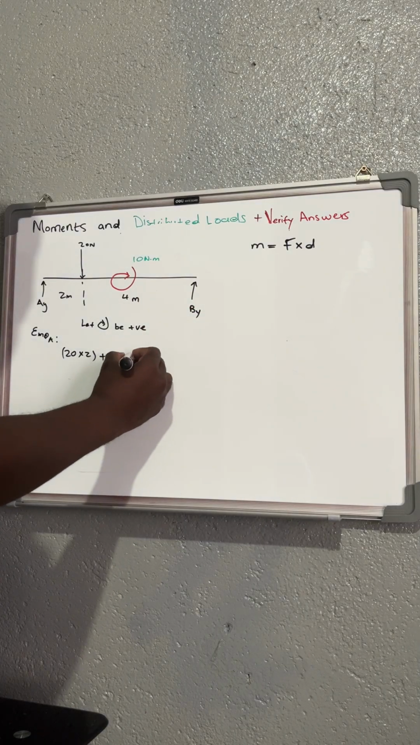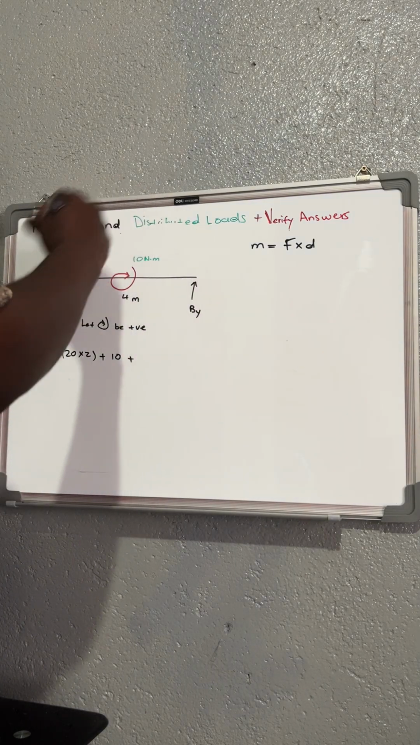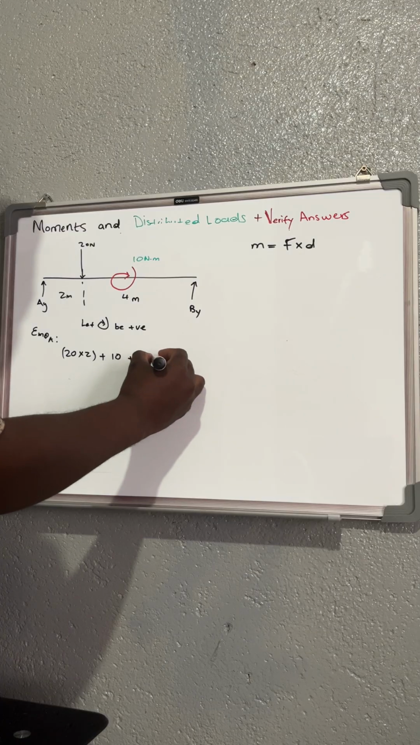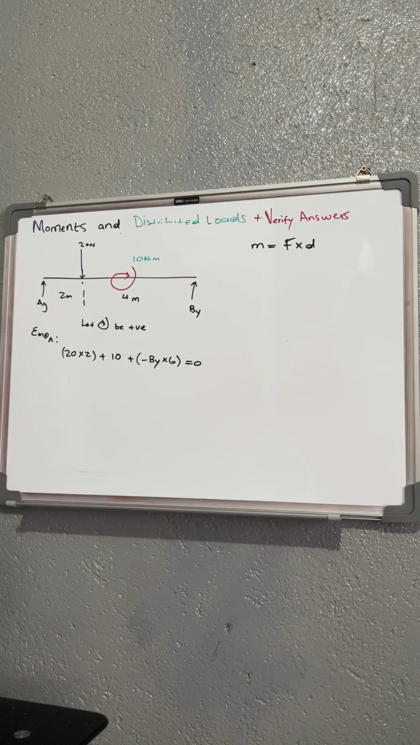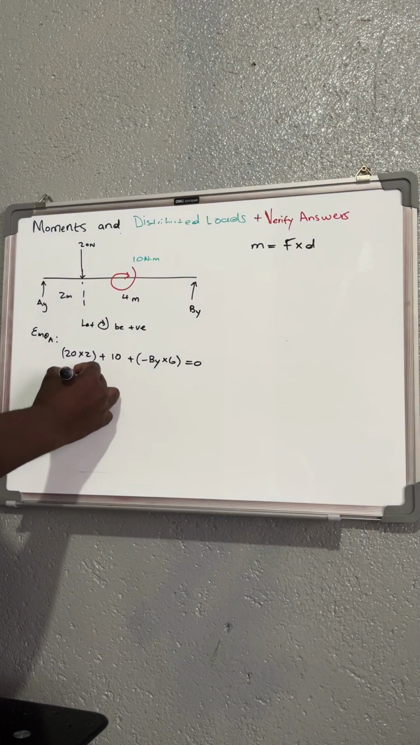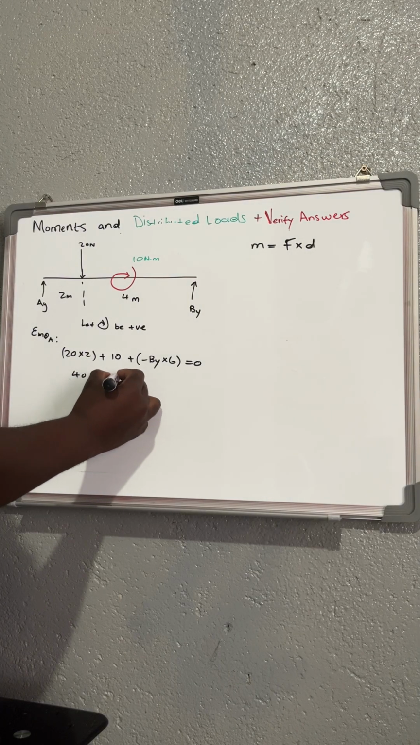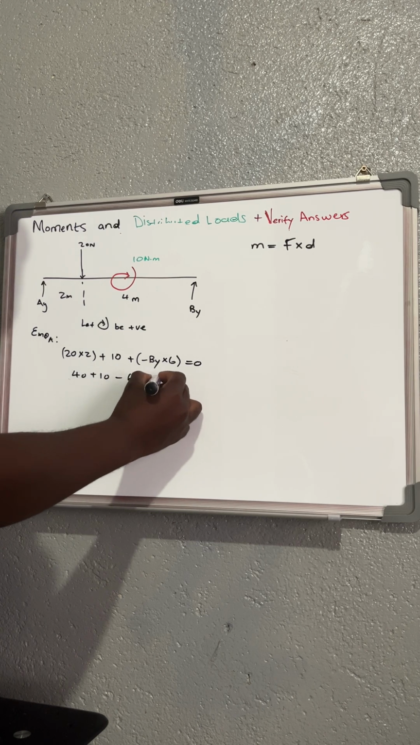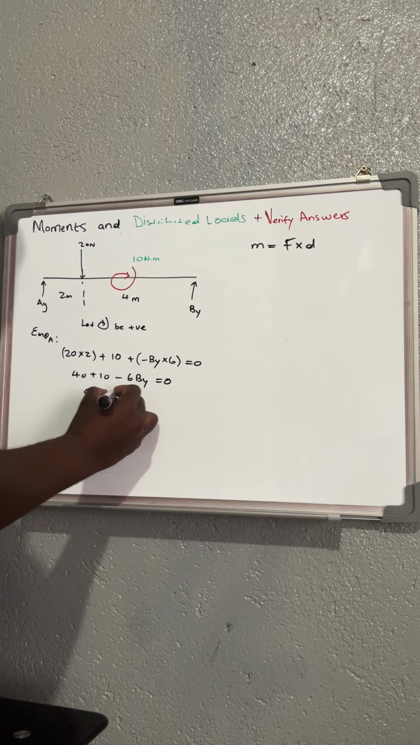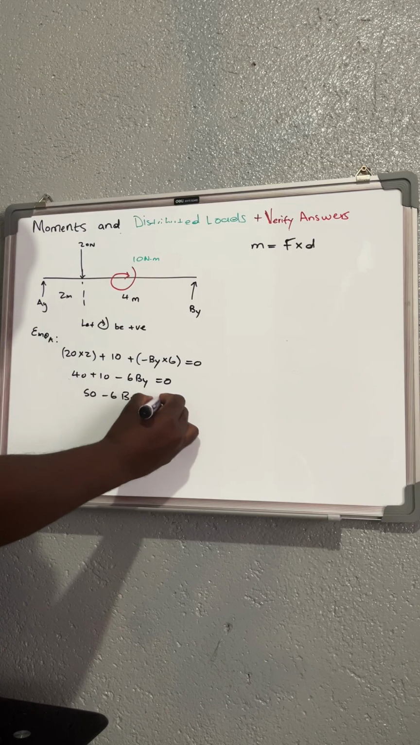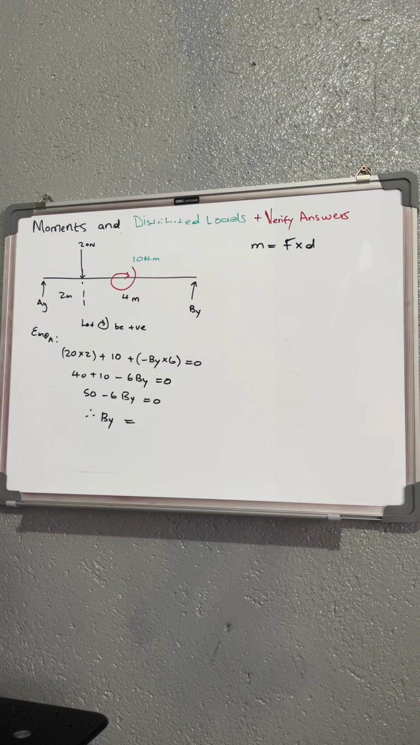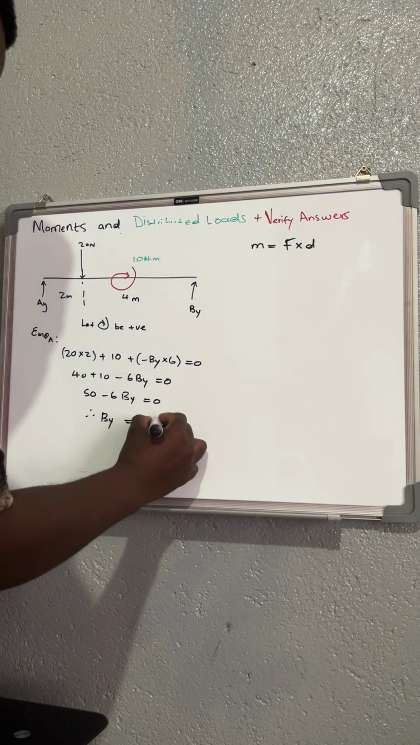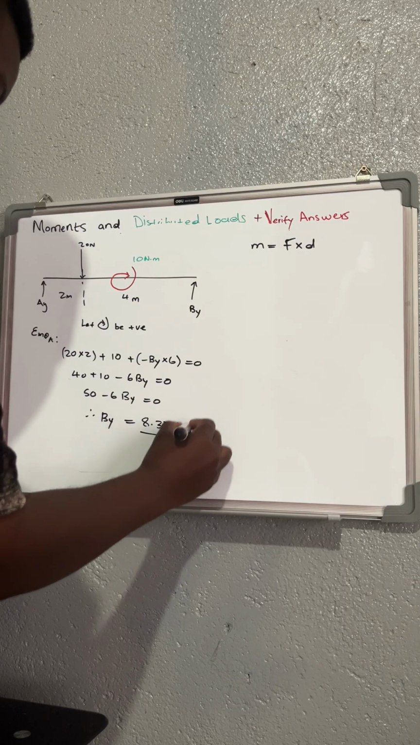Then you go to your BY and ask yourself, okay, this one is going in anti-clockwise. It means I'm going to have my minus BY by 6. Then this would be equal to 0. Then now here you're going to have your 40 plus 10 minus 6 BY is equal to 0. You have your 50 minus 6 BY is equal to 0. Therefore, your BY would be your 50, I meant to say, divided by 6. This will give you your 8.33 Newton.